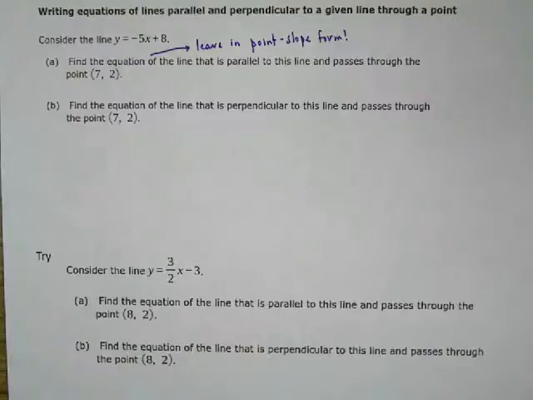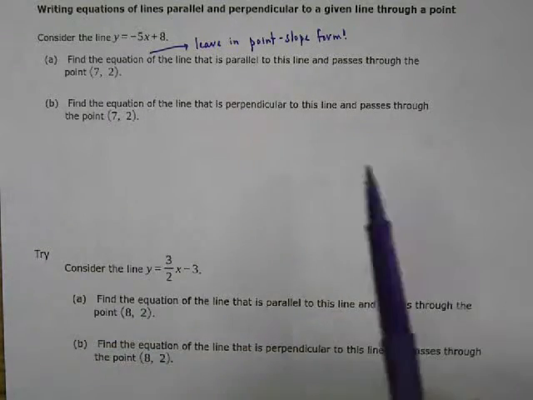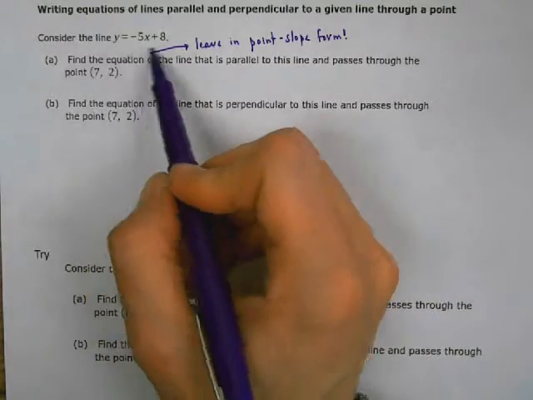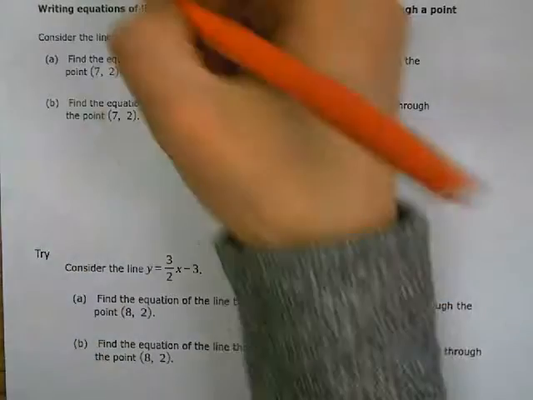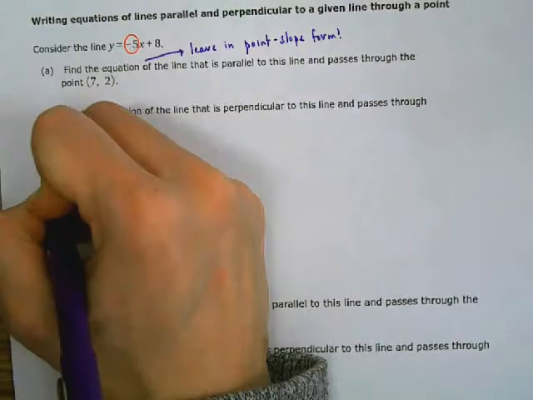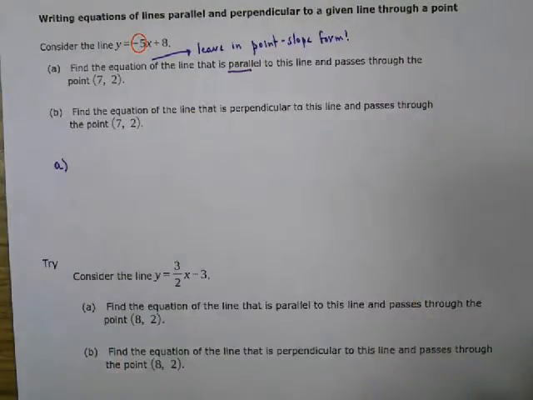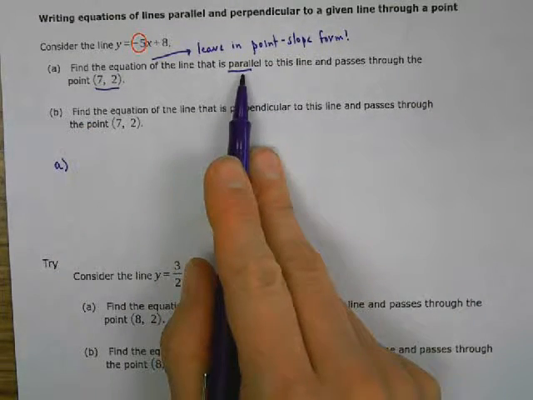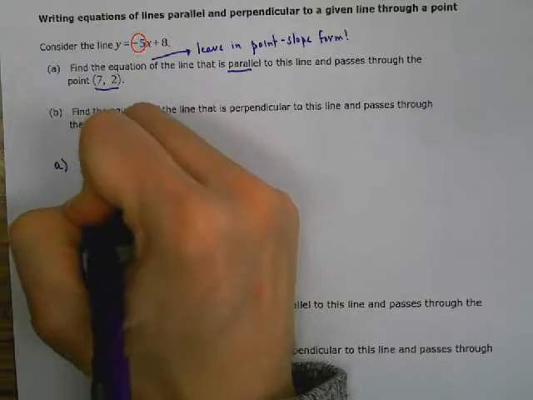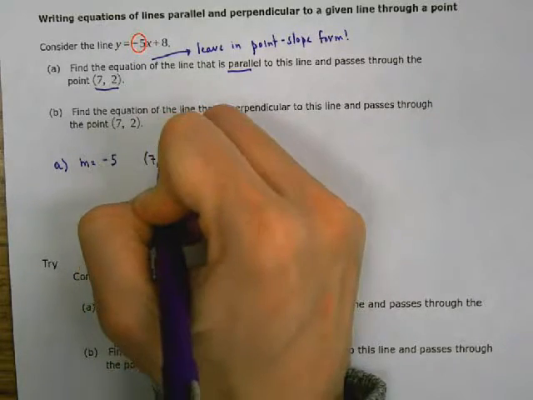So in the interest of time, I'll do one where I talk through it, and then the next one will just give you the solution to check. So here we go. The nice thing about this problem is that it's already in slope-intercept form. So I know my slope is -5. So for part A, I'm going to write down here because I have a little more room. It says find the equation of the line that is parallel to this line and passes through this point. Now, parallel tells me it's the same slope, so I know slope is -5. And my point is 7, 2.